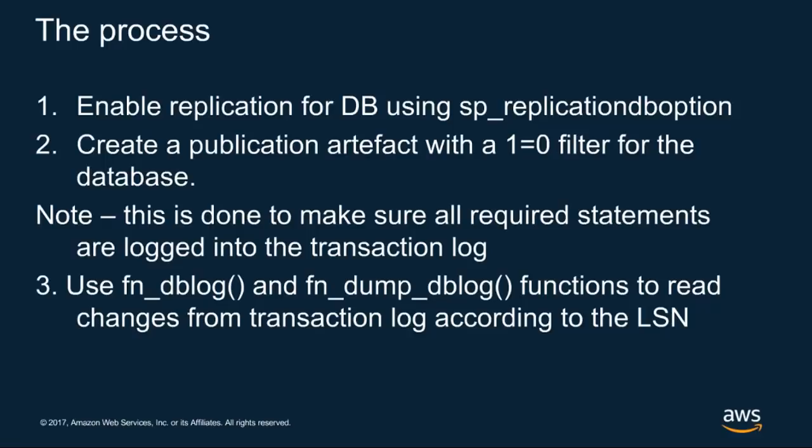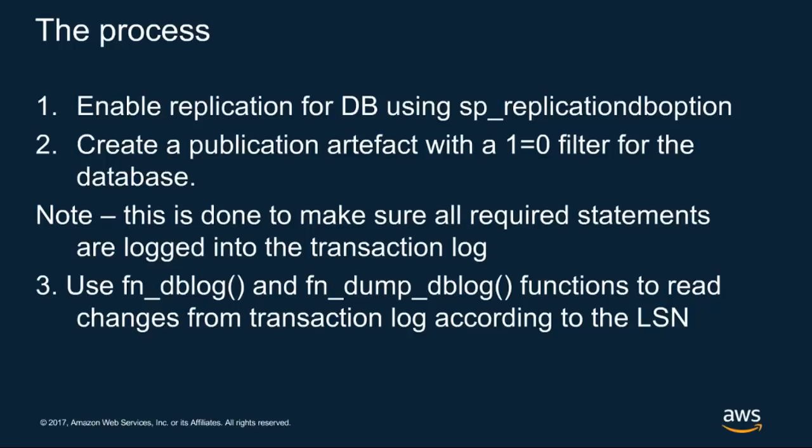The second step that we take care of after this is we create a publication artifact with a 1 is equal to 0 filter, which is never true. One of the reasons we do that is to make sure we have enough logging in the transaction log. Once we do this, any update statement or transaction running on the source is logged into the transaction log. And once all the required statements that we need to read to replicate ongoing changes are available in the transaction log, we use the undocumented functions fn_dblog and fn_dump_dblog to read those changes from the transaction log according to the log sequence number.